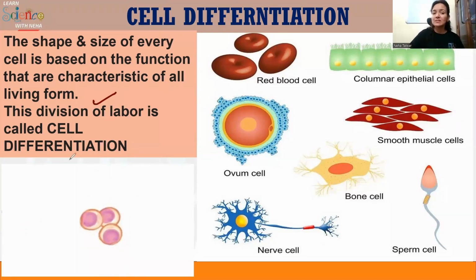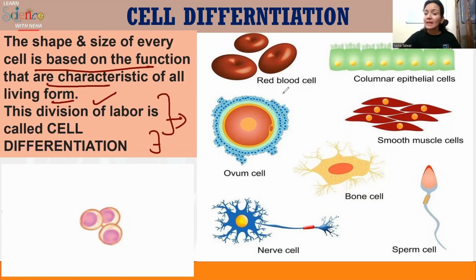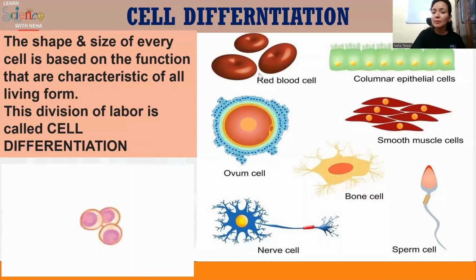You can also call it division of labor. Depending upon the shape and size of the cell, based on their functions, they are categorized and allotted different duties. Like red blood cells for transportation, as they can carry oxygen, and red cells also have hemoglobin. Smooth muscle cells, because of contraction and relaxation, go in the muscles. And nerve cells go in the nervous system, as they can transmit the nerve impulse.